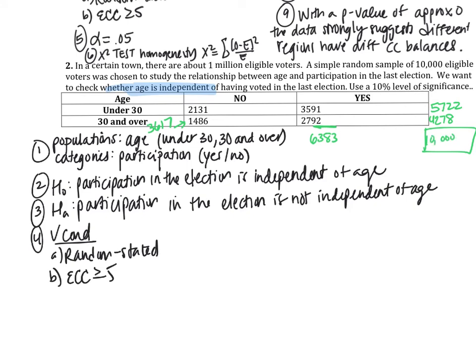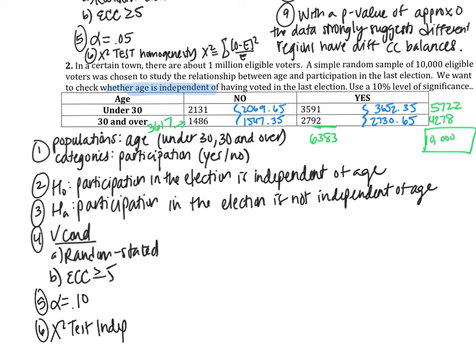All right, I'm going to make a little separation for my expected cell counts. And remember, your expected cell counts are row total times column total divided by the overall total. I'm going to pause the video. Go ahead and calculate those now and see if you get them right. Okay, guys, there we go. Step 5, alpha is equal to 0.1 here. Step 6, this is a chi-squared test of independence.